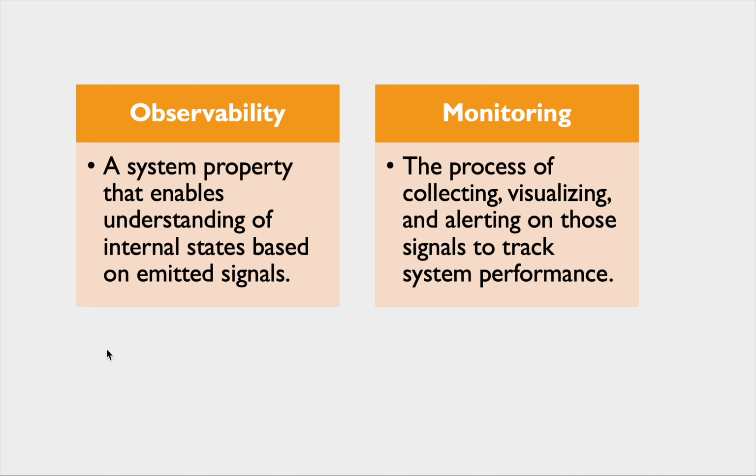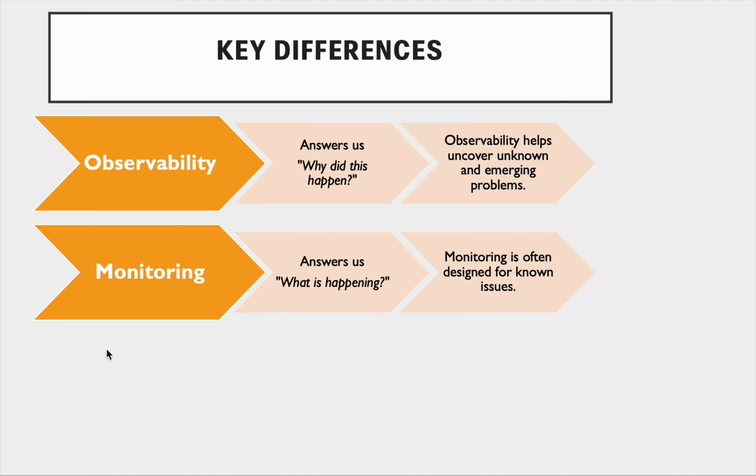So let's begin by defining these two core concepts. Observability is a property of a system. It reflects how well we can understand the system's internal behavior based on the output it produces, such as logs, metrics, traces. And monitoring, on the other hand, is the act of collecting and analyzing those signals to visualize the performance or trigger alerts. So while they are often used interchangeably, they serve different purposes, and understanding this distinction is critical.